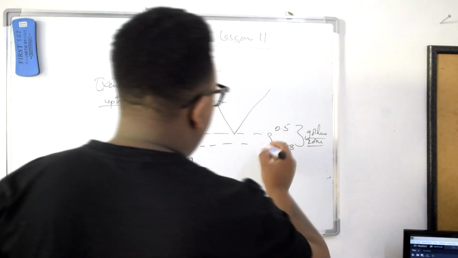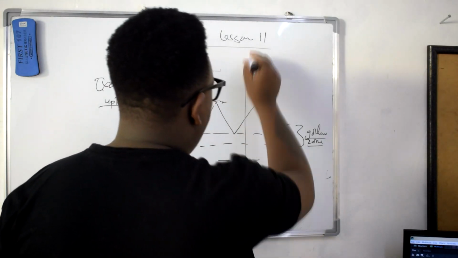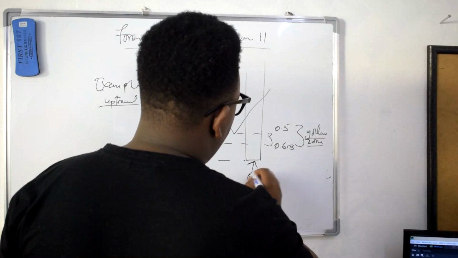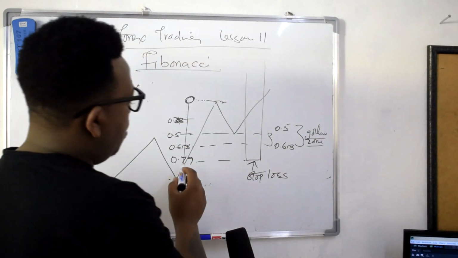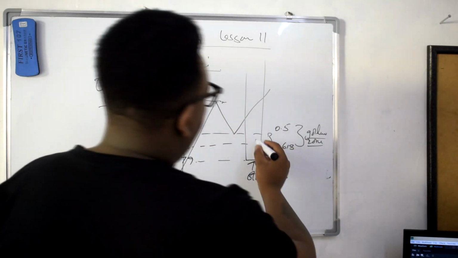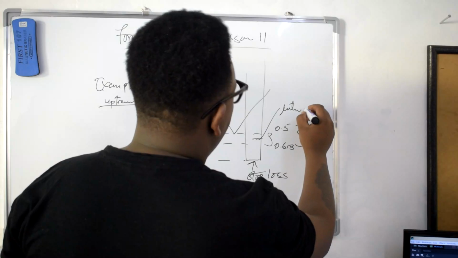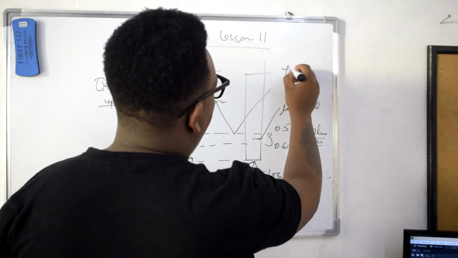So in this case, you'll just place your stop loss. I normally prefer placing my stop loss here. This is my stop loss. I place my stop loss at 0.79, and then of course my entry will be somewhere here. This will be my entry point. Then my take profit will be somewhere right here.